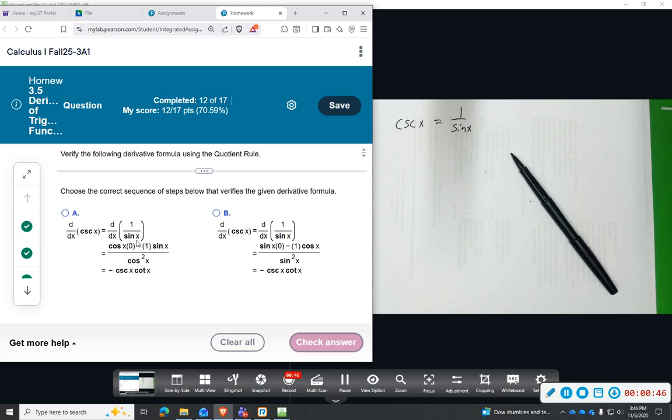Cosecant is 1 over sine. Bottom would be sine times the derivative of the top would be 0, so that's not right. Bottom sine, derivative of the top gives me 0, minus the top, which is 1, times the derivative of the bottom over the bottom squared, and so you get minus cosine divided by sine squared. So when you divide both of those by sine squared, it'll simplify to b.